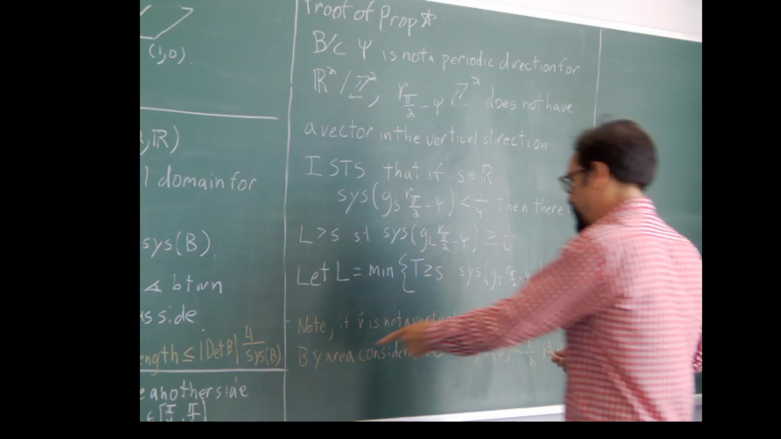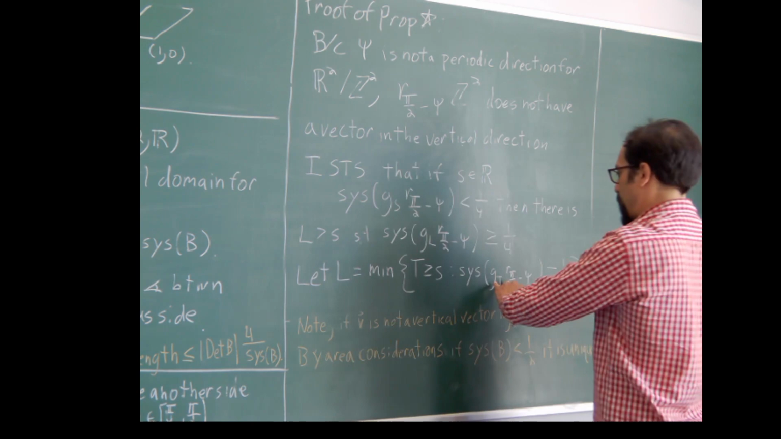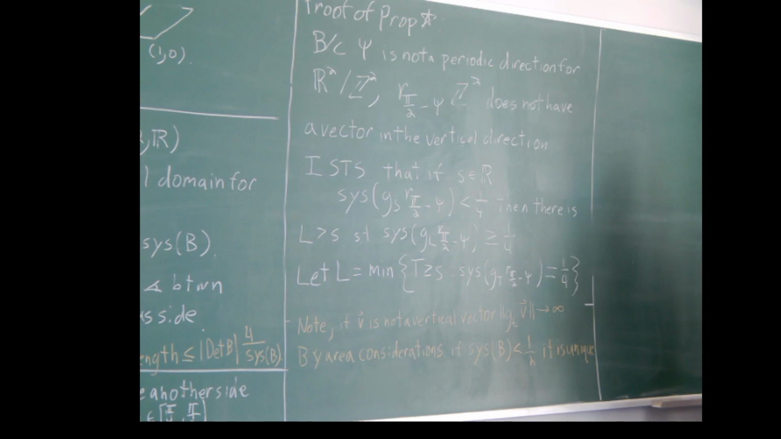So really what I'm looking at is a time where a particular vector crosses from being less than a quarter to bigger than a quarter. That's what the uniqueness gives me here. Okay? And that's why L is defined.